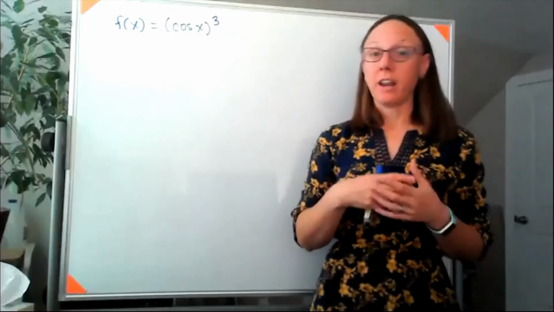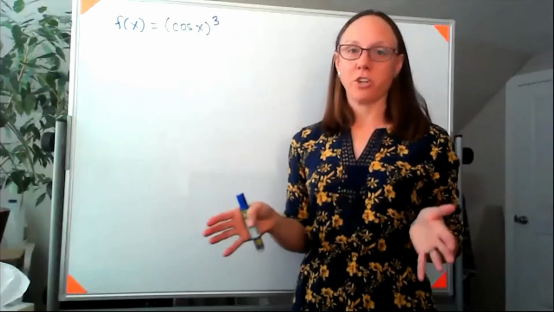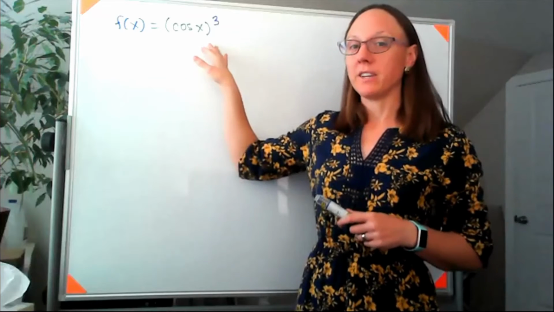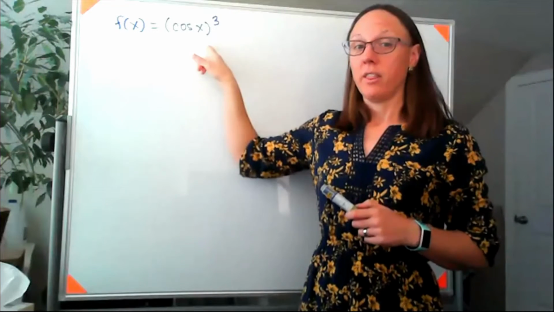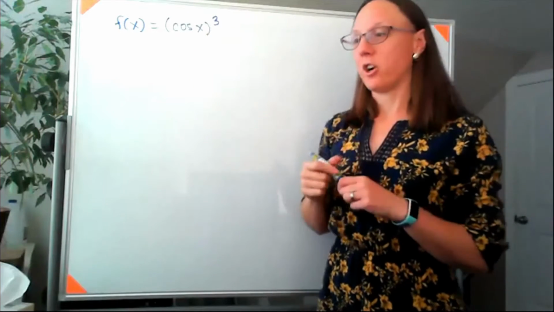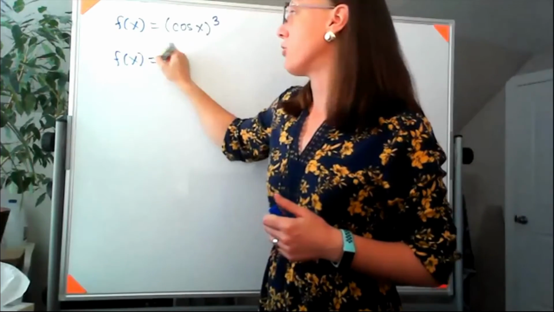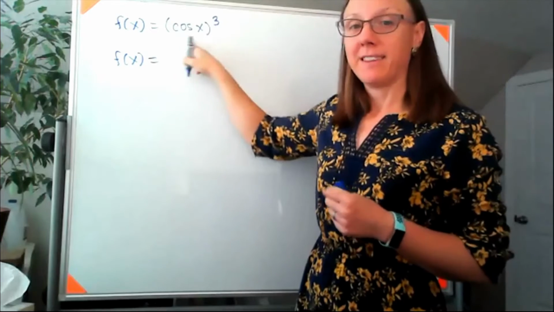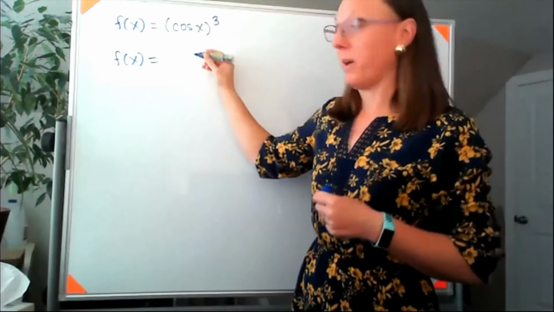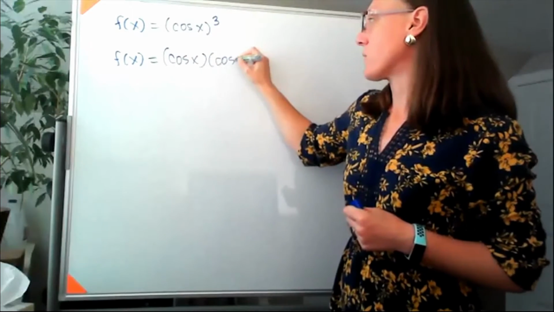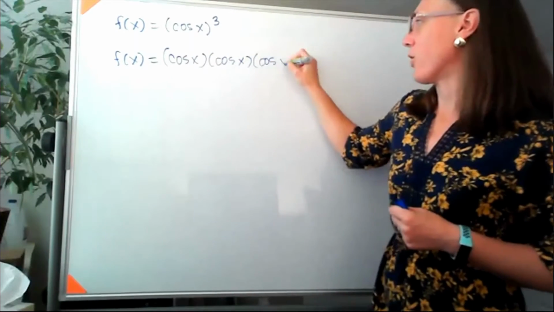So if chain rule is not an option for us to find f prime, then we really need to rewrite this. That exponent up there, that cosine cubed, means, and I'm not taking the derivative yet, I'm just rewriting it, this means that I have 3 cosines multiplied together. That I have cosine of x times cosine of x times another cosine of x.